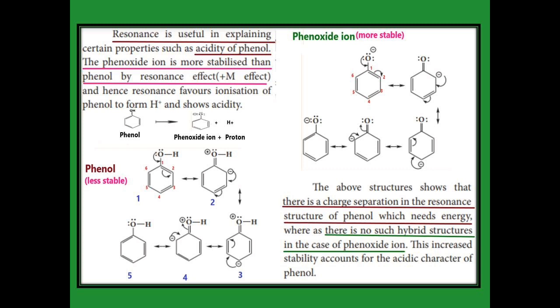Now see the third diagram. Concentrate on the third diagram. In the third diagram, which one has negative character? The fourth carbon has negative character. The negative electron goes to the single bond between the fourth and fifth carbon, and then the fifth and sixth carbon have a double bond. That double bond electron goes to the sixth carbon.